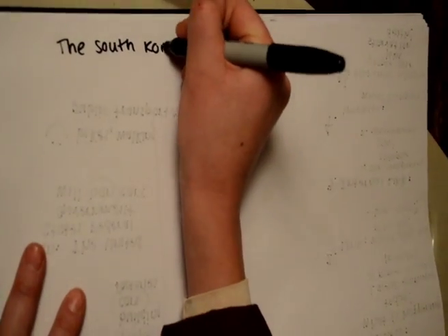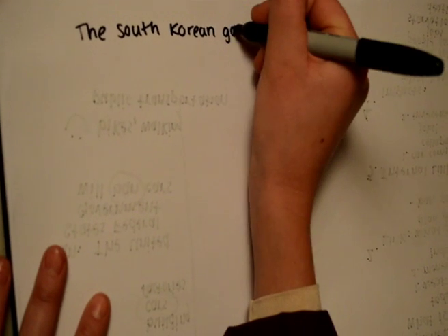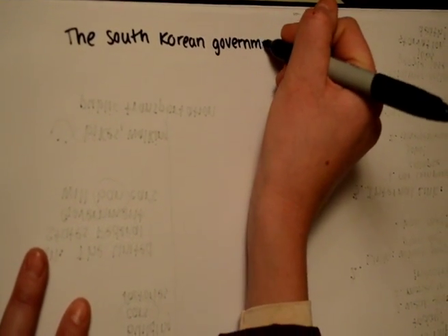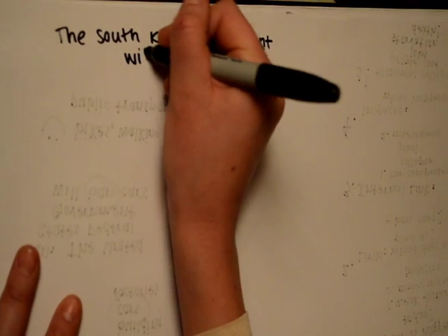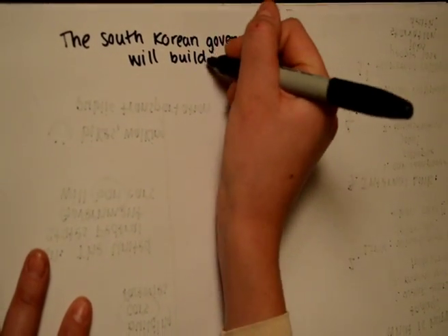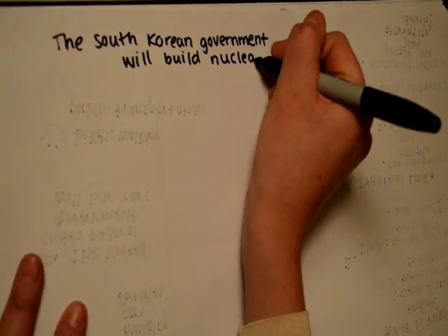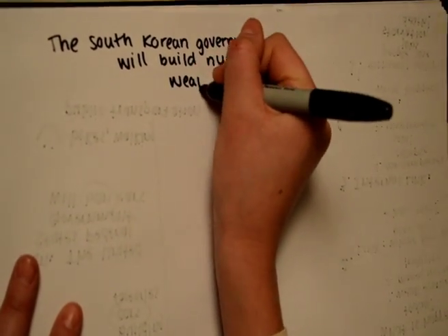So now it's the part where you'll be doing this on your own. So we have a new topic for discussion. And this topic will be: the South Korean government will build nuclear weapons. This is our topic. Now, we can come up with ideas for why this would be a good thing, but we're going to focus on why this would be a bad thing, our disadvantages.